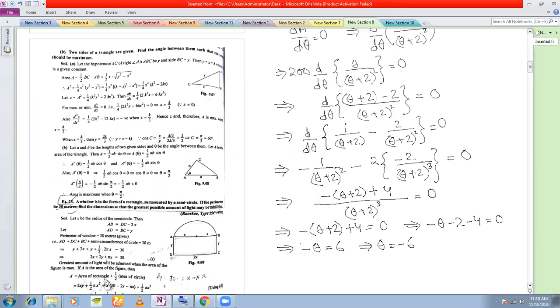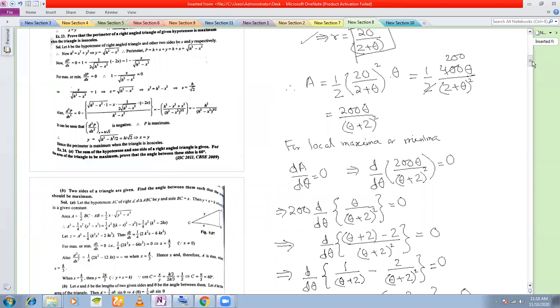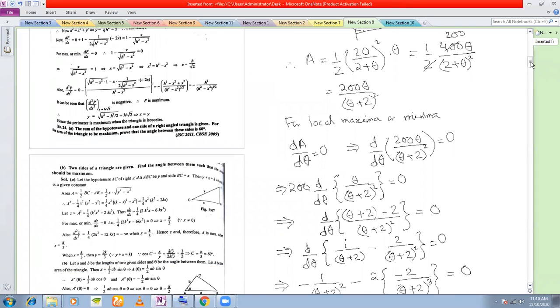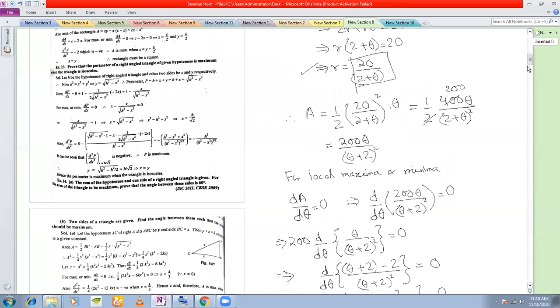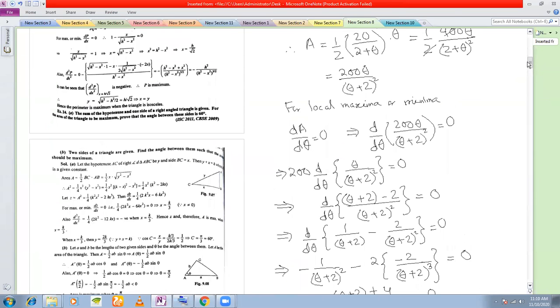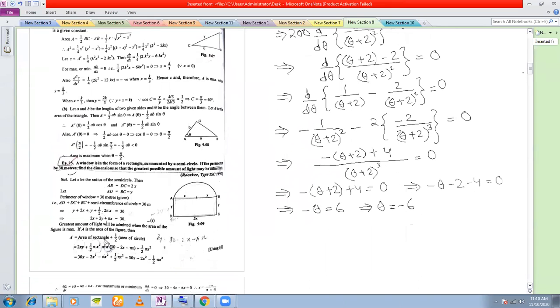Okay, so at theta is equal to minus 6, area is maximized or minimized, right? So now how to check whether it is maximized or minimized? From the second derivative. How will you find out the second derivative of this? d2A by d theta 2.